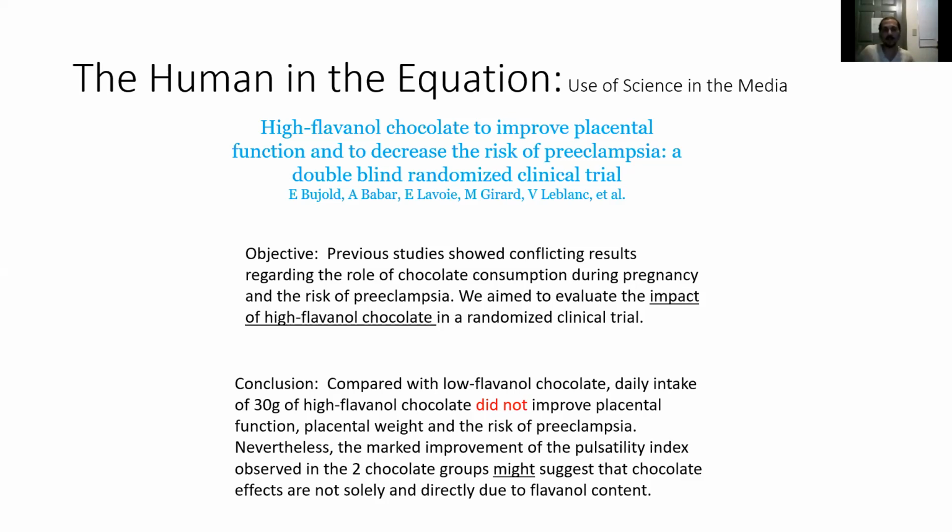So this basically amounted to, in a very specific, well-measured way, they had so many pregnant women, they fed them milk chocolate, they fed them dark chocolate, and they assessed them for risk of preeclampsia.